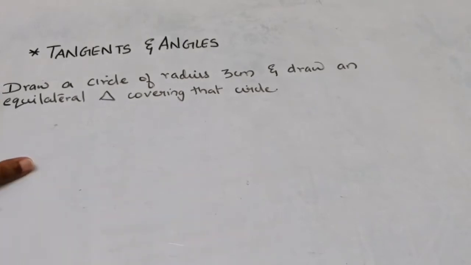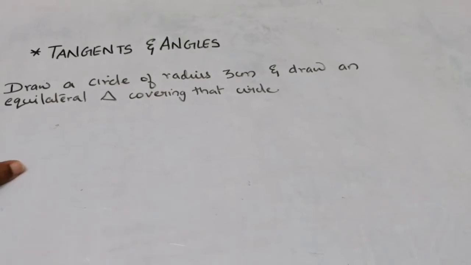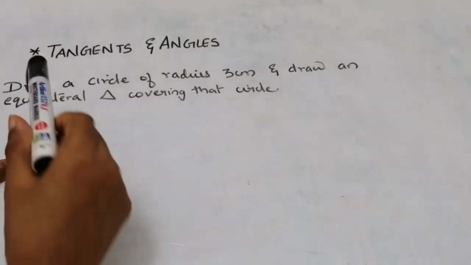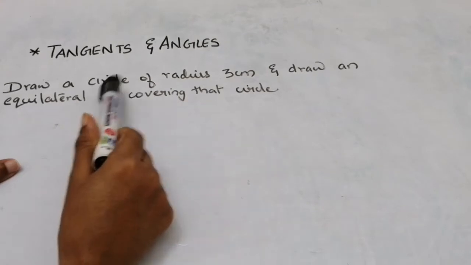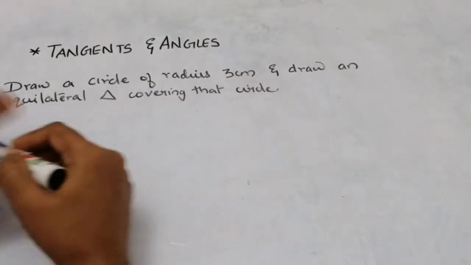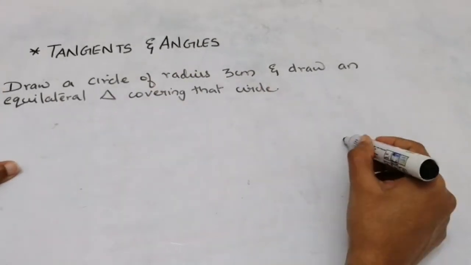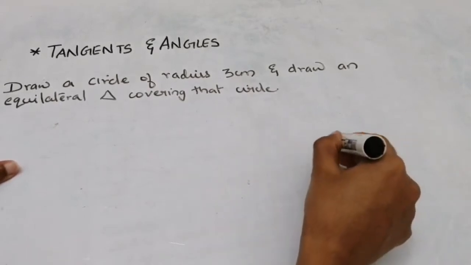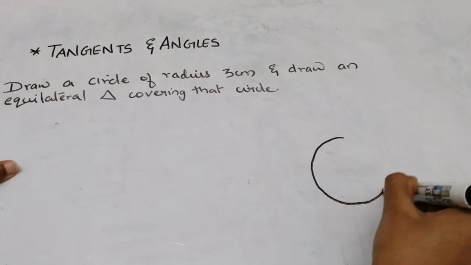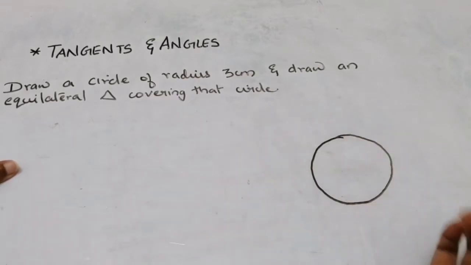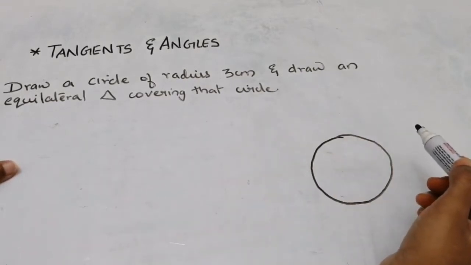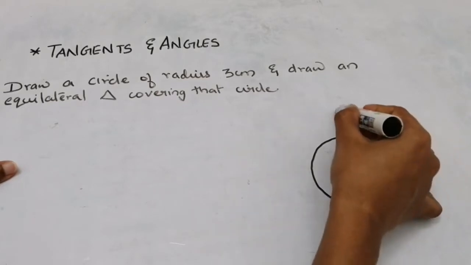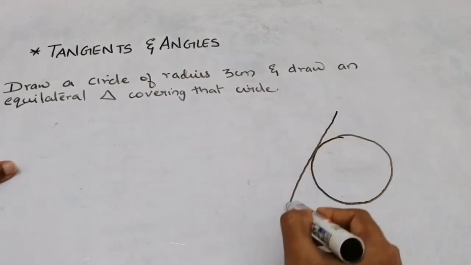Yes children, this is one very important construction question. Draw a circle of radius 3 centimeters and draw an equilateral triangle covering that circle. That is, first we have to draw a circle of radius 3 cm. We are drawing a rough figure here now. A 3 cm rough circle, and draw an equilateral triangle covering that circle means you have to draw a triangle like this. See?